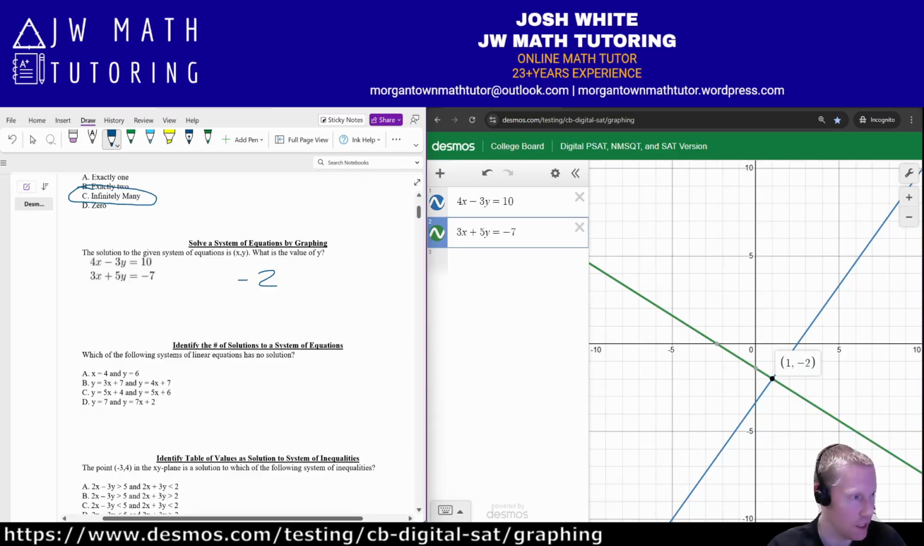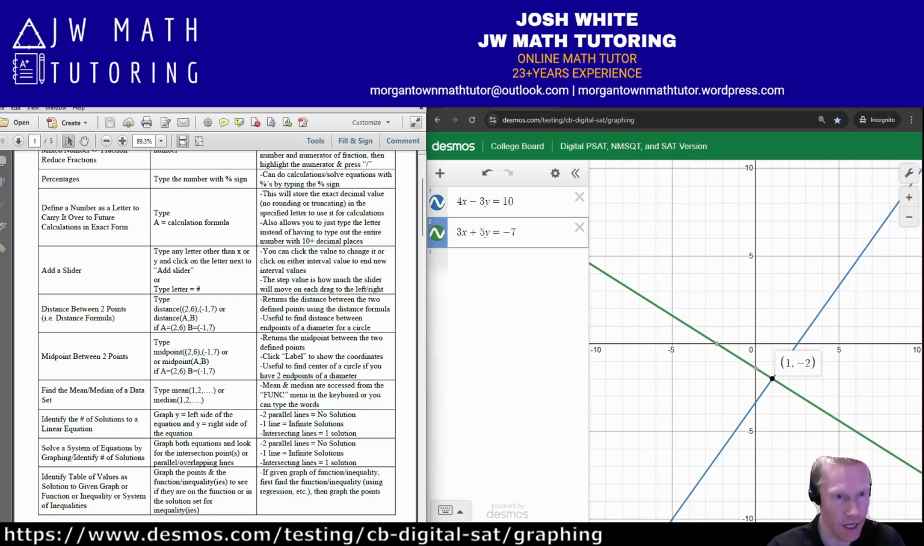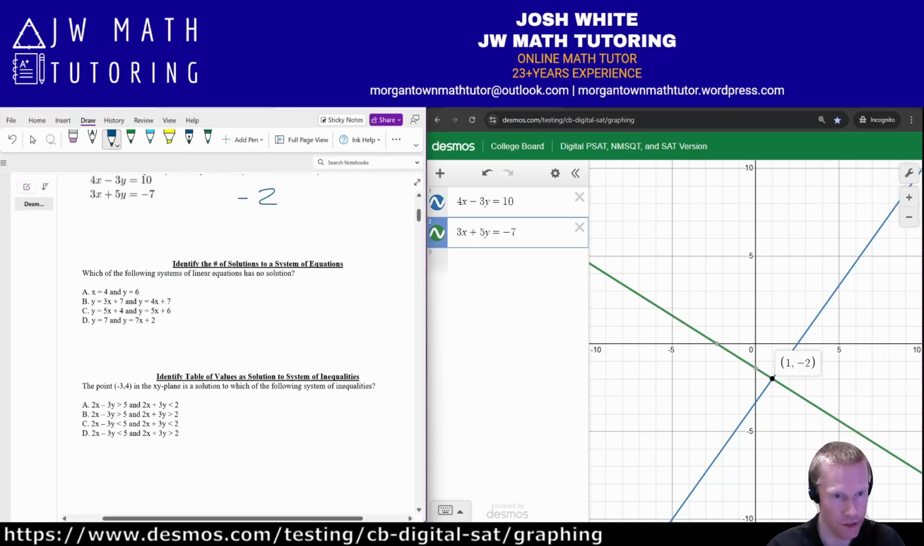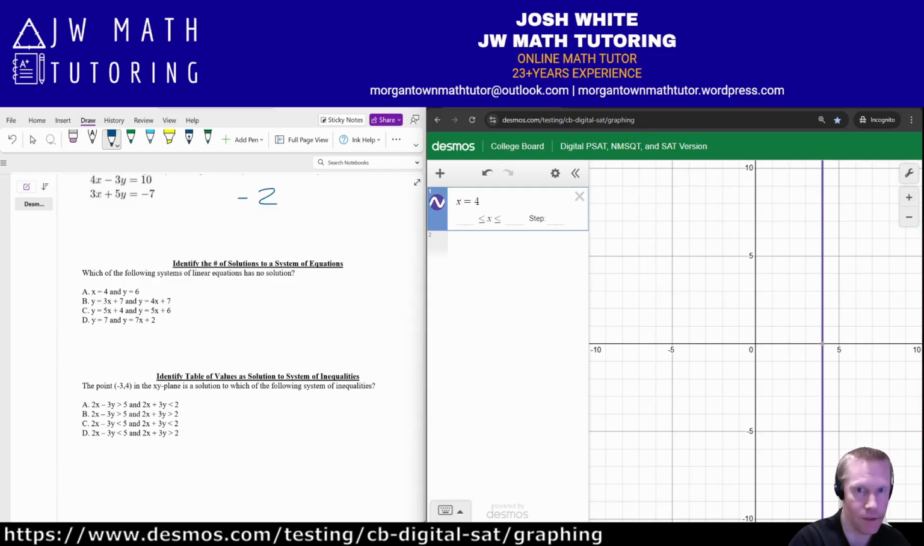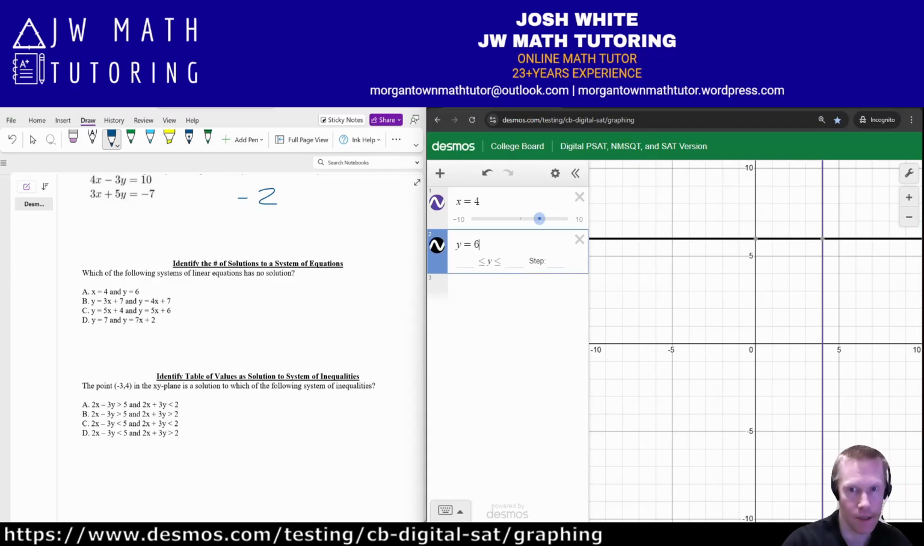Now, similarly to this, we could also identify the number of solutions, not the actual solution itself, but how many solutions it has. So, for example, here, this question says, which of these systems of equations has no solution? Now, this specific example, you can probably look at this and figure out what the answer is going to be right away, and that's fine. If it's quicker and easier for you to do that instead of using Desmos, that's perfectly reasonable. But I'm just going to demonstrate how you can basically go through.